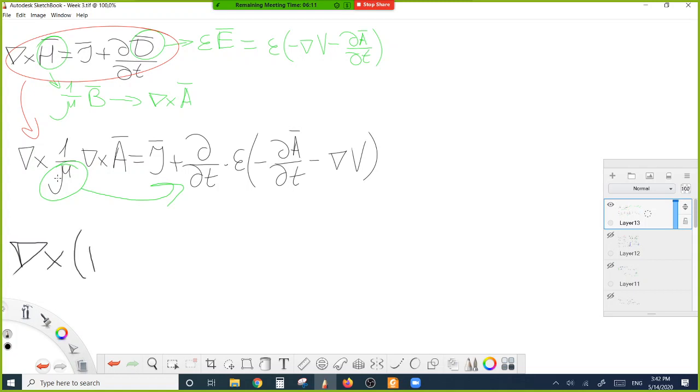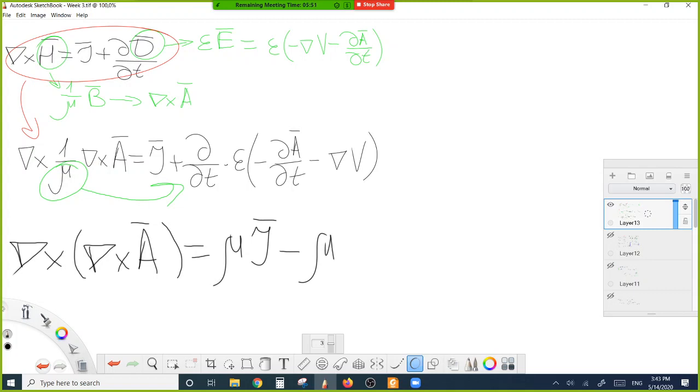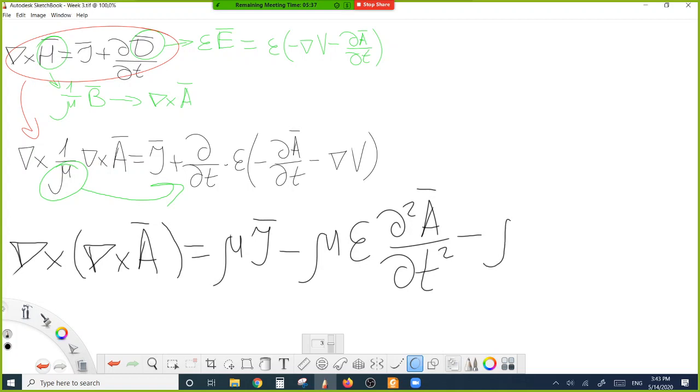So we have rotor of A is equal to mu J minus mu epsilon d squared A over dt squared minus mu epsilon of gradient of V. Sorry, mu epsilon, and here we also have a time derivative of gradient of V.